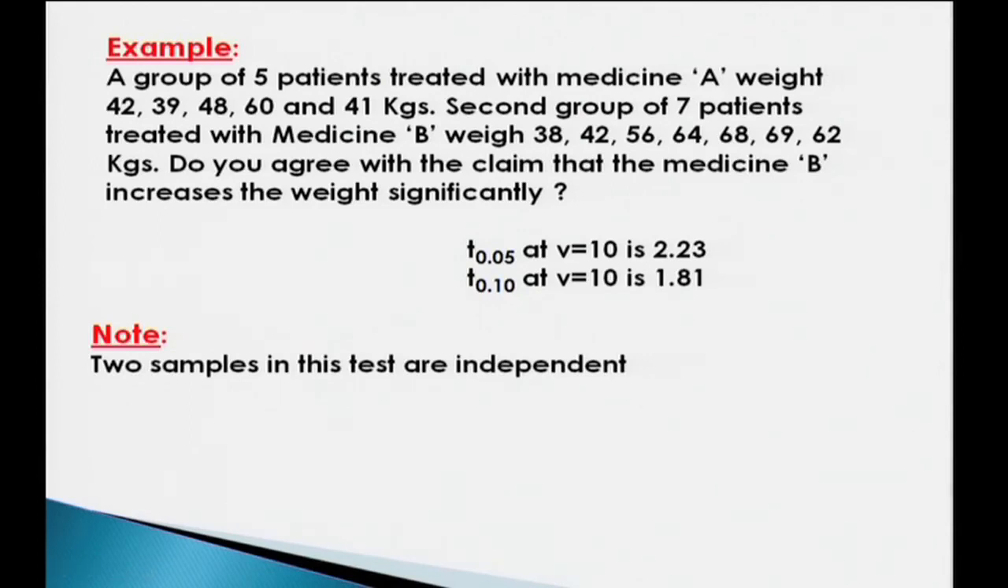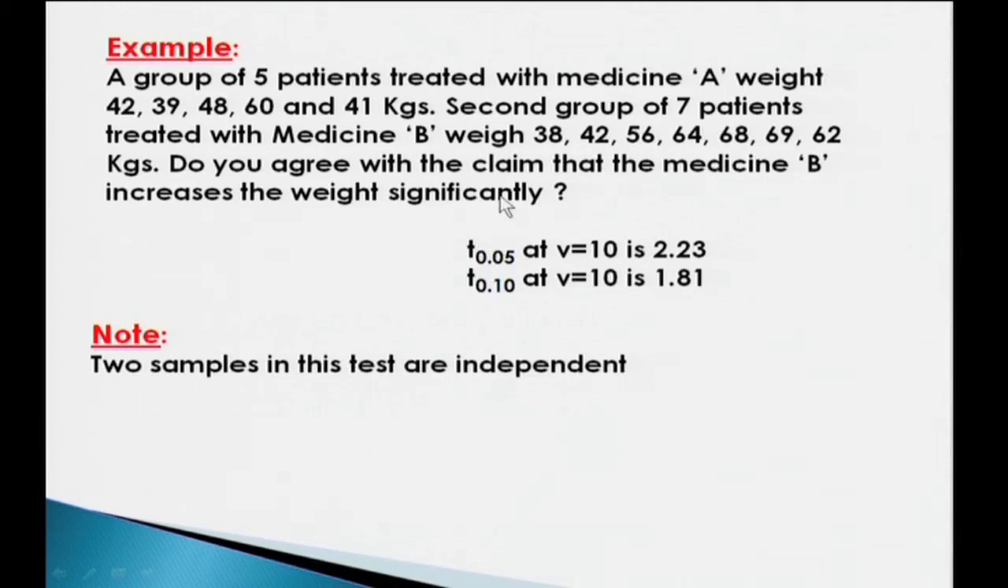Like if we look into this question, a group of 5 patients treated with medicine A, weight 42, 39, 48, 60 and 41 kgs. Second group of 7 patients treated with the medicine B, weight 38, 42, 56, 64, 68, 69, 62 kgs. Do you agree with the claim that the medicine B increases the weight significantly? So, what is the situation here?